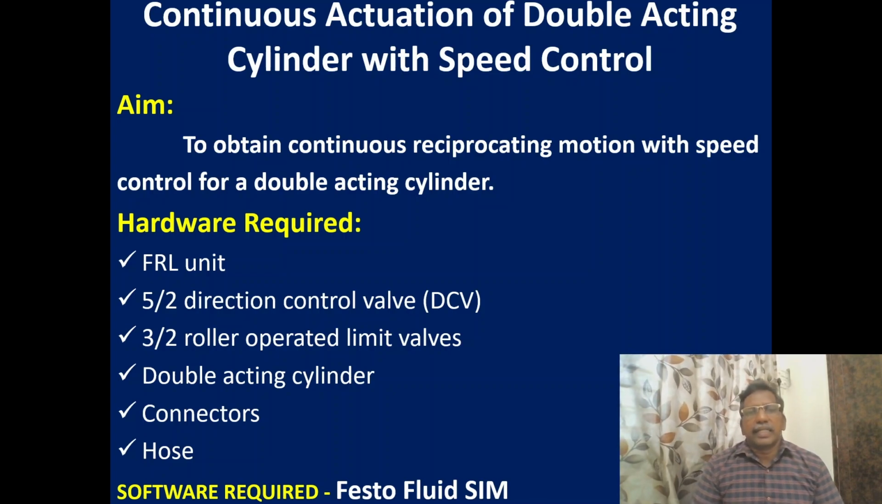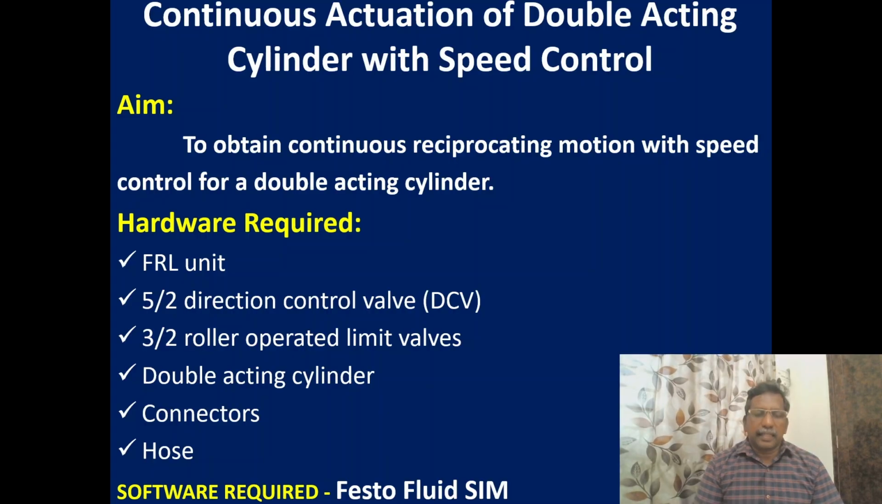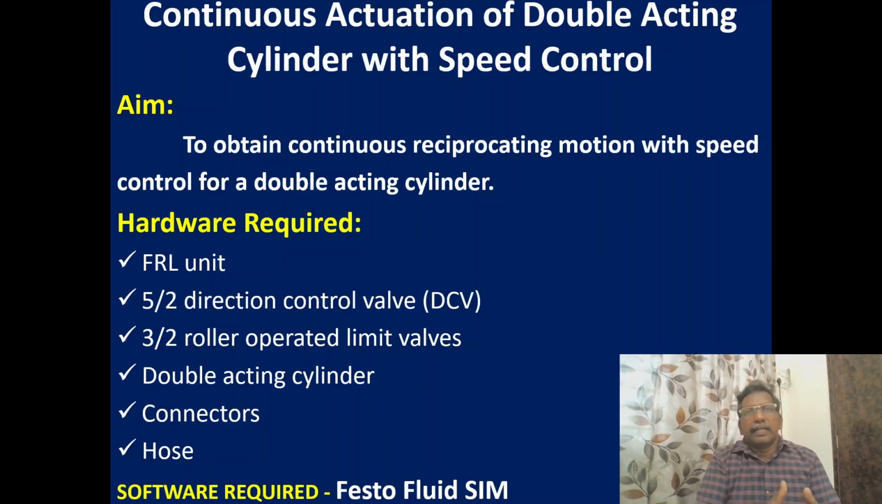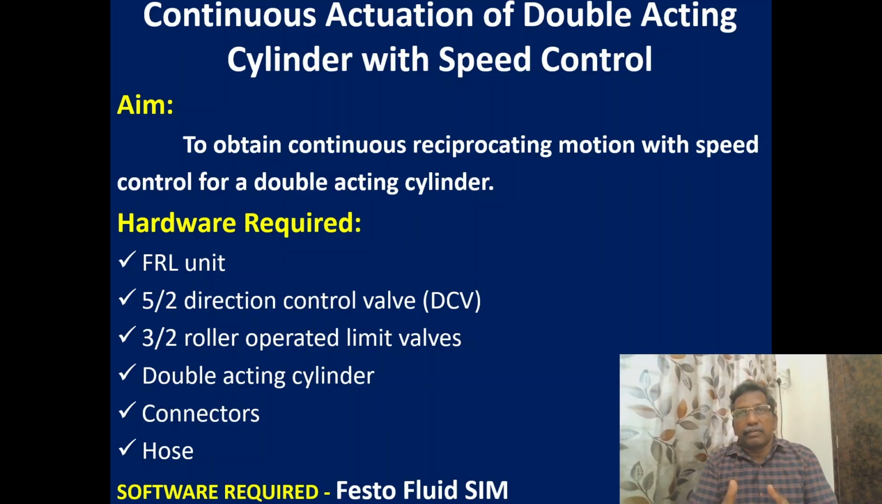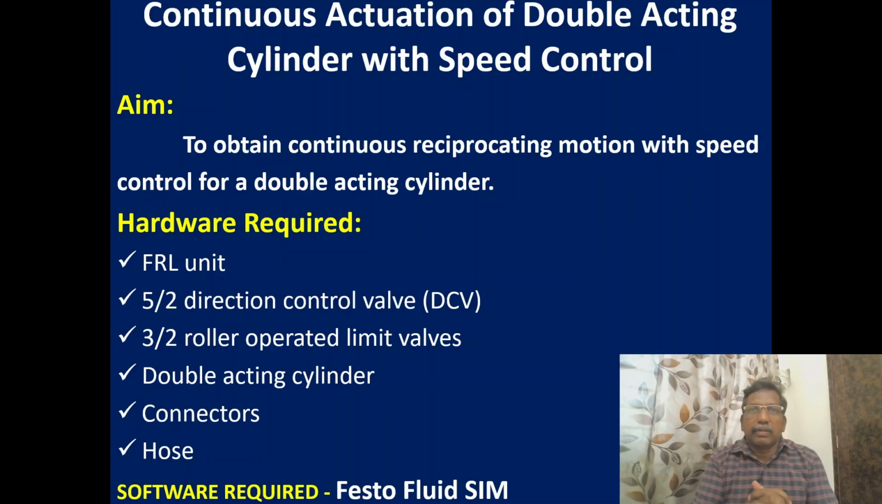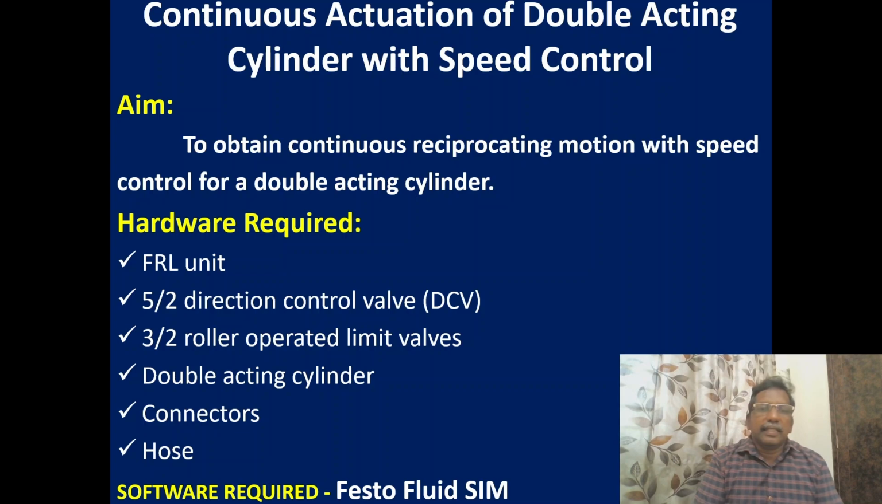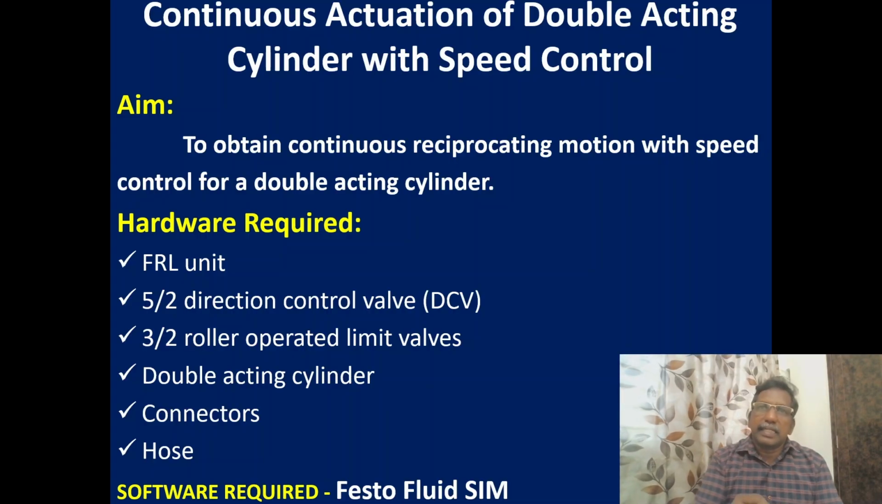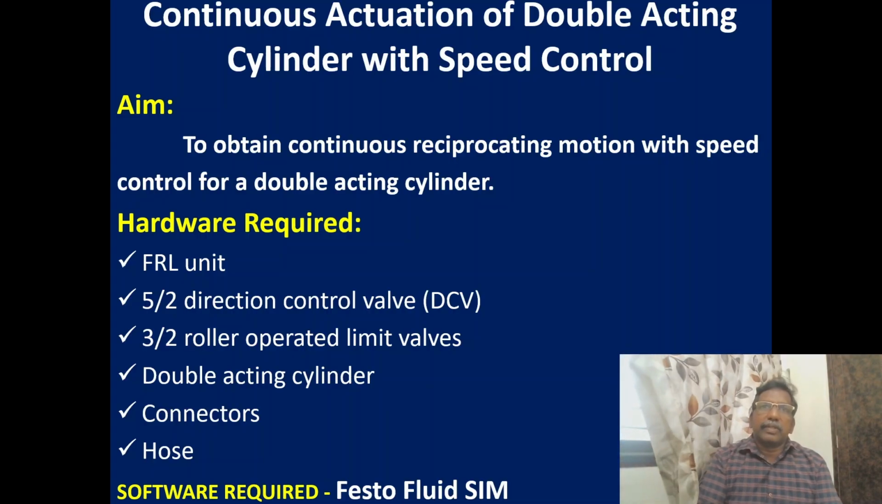So what are the components required for this speed control circuit? We need a compressor line, so a manifold line we are having. From the storage we are receiving that main line. From the main line we have to keep an FR unit. Then we need a control system. So these are all supply units: the FR unit and the compressor line, the supply unit. Then we go for the valve control system. Control valves we need, control elements. There we are using a 5 by 2 direction control valve. Then already in the last video I have mentioned, if you want to get a continuous action, you have to add some limit switches.